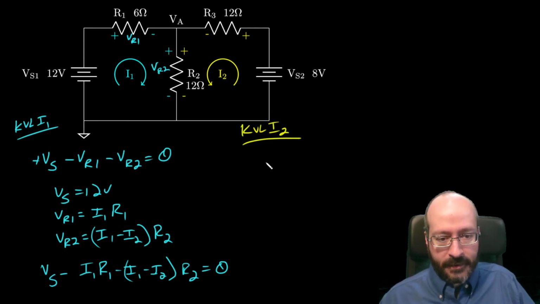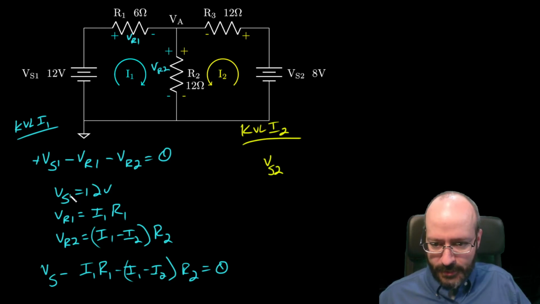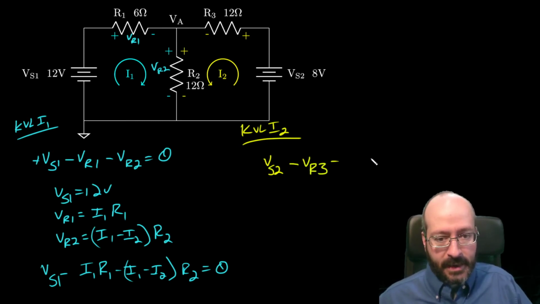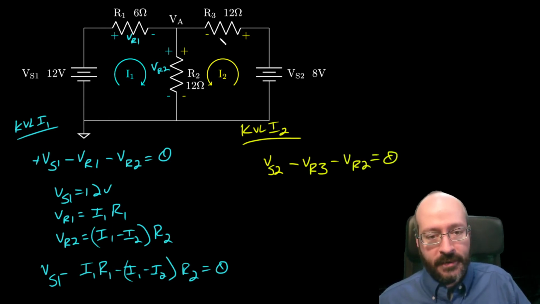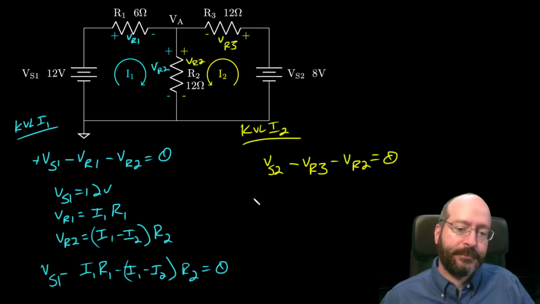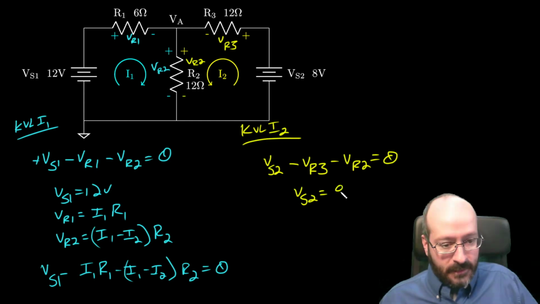So I'm going to go up across the 8 volt. So this is VS2. Ooh, this is VS1. So 1, 1, and 1, since we have two of them now. Okay, VS2. And then I'm going to go down across R3, and I'm going to go down across R2. And I'm back to where I started, so that's equal to 0. So here's VR3 and VR2, and I'm following these polarities, these yellow polarities. All right, VS2 is 8 volts.